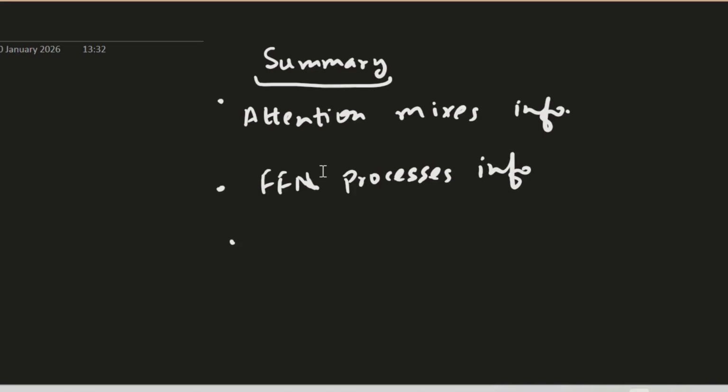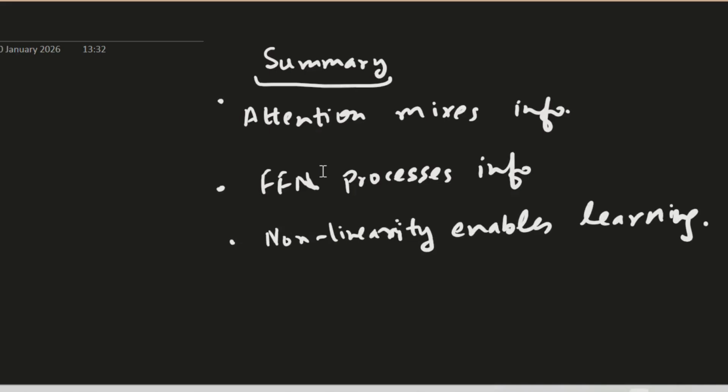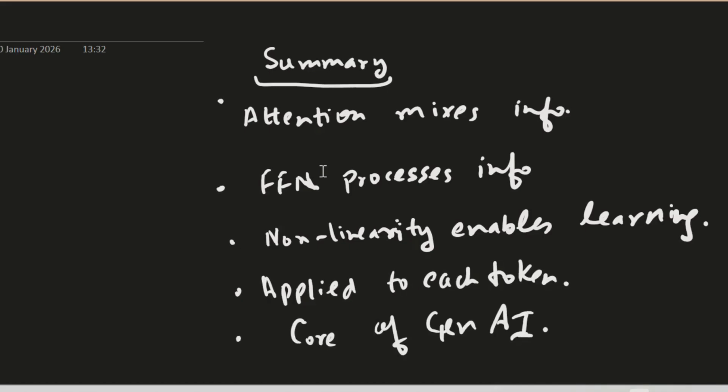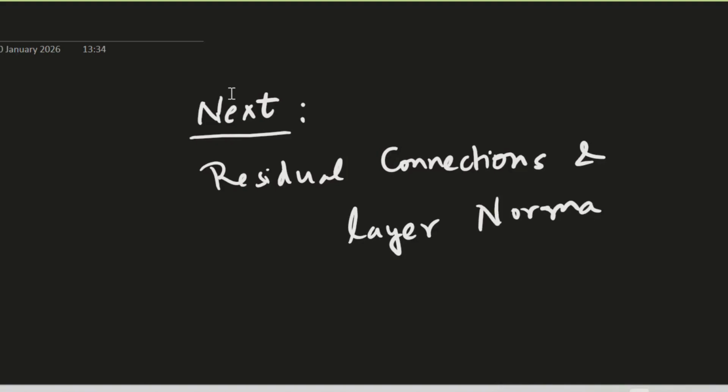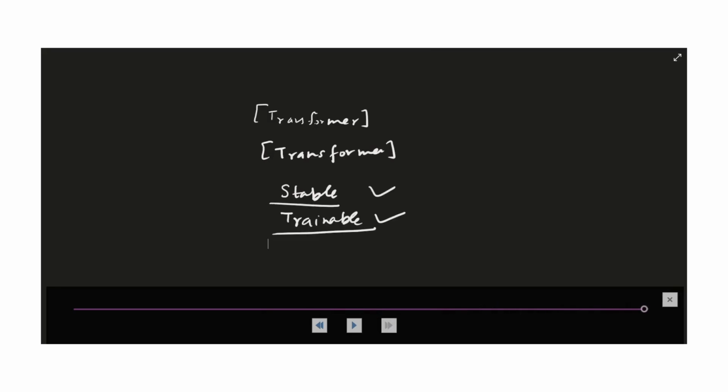Let's summarize. Attention mixes information. FFN processes information. Nonlinearity enables learning. FFN is applied to each token. Without FFN and nonlinearity, transformers would understand relationships but not meaning. In the next video, we'll learn about residual connections and layer normalization. These techniques keep large language models stable and trainable.